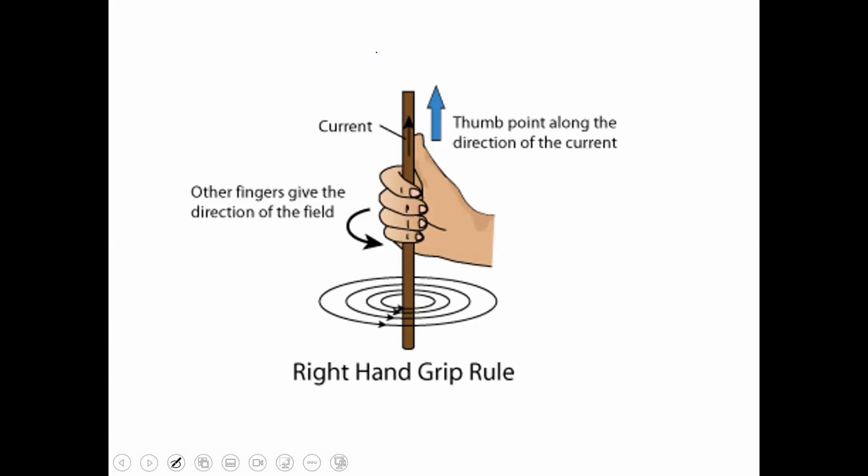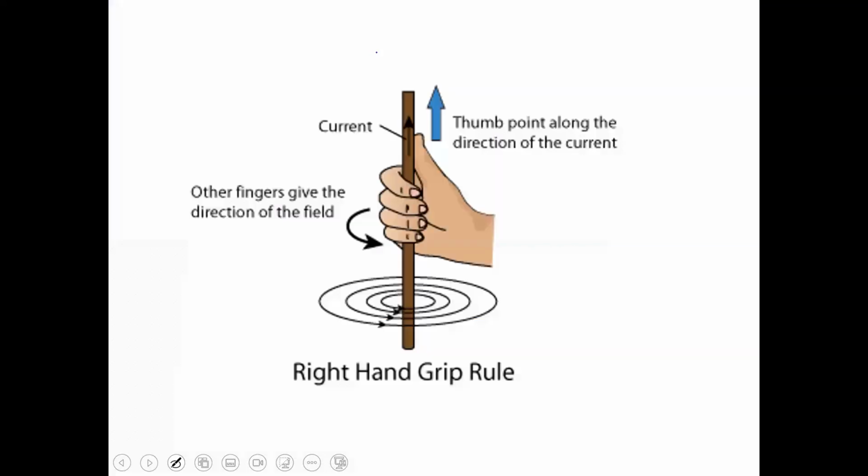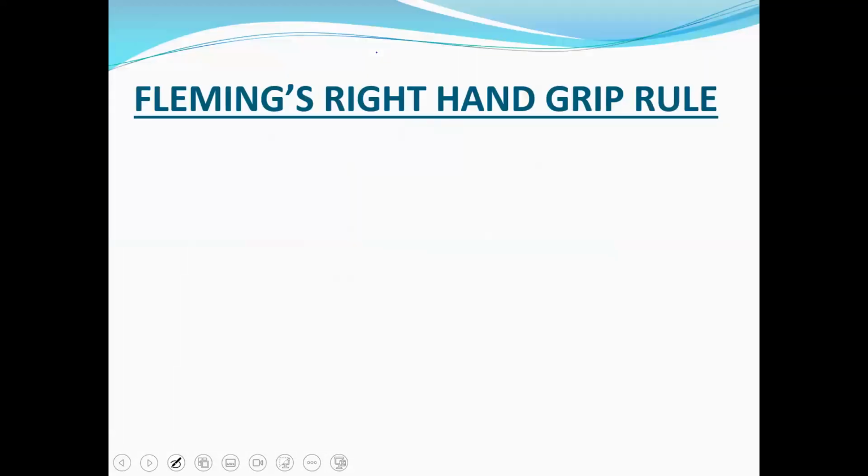This is called Fleming's right-hand rule. Look at this rule. The rule says that you have to hold the wire in your right hand, and your thumb should be in the direction of current. Then your fingers will be giving the direction of the field. If the current is upward, magnetic field is anti-clockwise. If the current is downward, magnetic field is clockwise. Now you have to give this heading, Fleming's right-hand rule, right-hand grip rule. Please copy this.